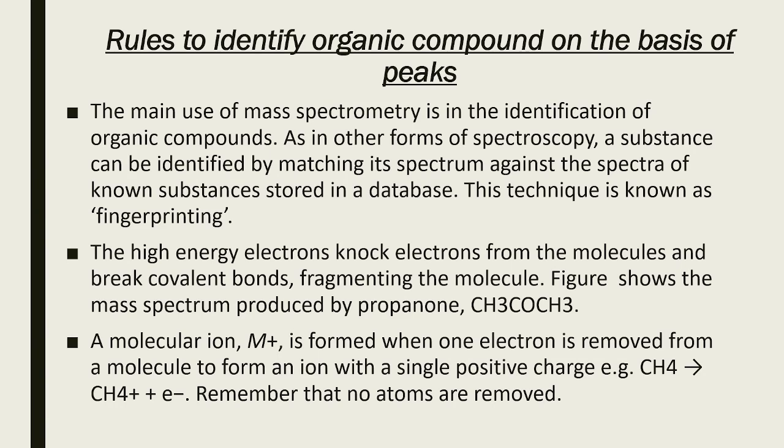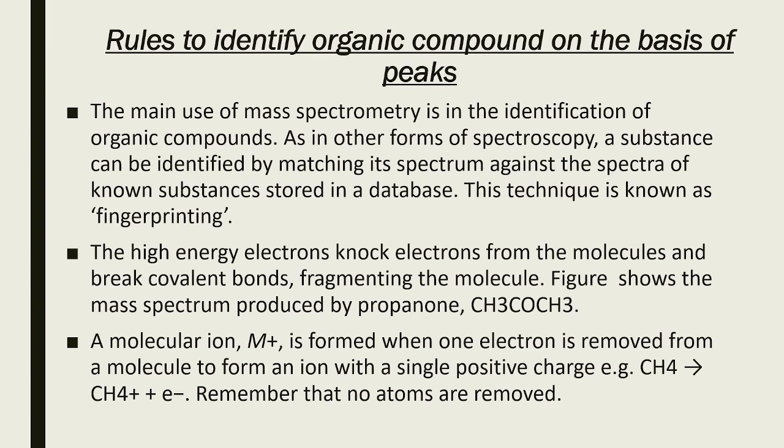Basically, the main use of mass spectrometry is in the identification of organic compounds, as in other forms of spectroscopy. A substance can be identified by matching its spectrum against the spectra of known substances which are already stored in the database. This technique is known as fingerprinting. The high energy electrons knock out electrons from the molecules and break the covalent bonds. In this way, fragments of the molecules are formed. So basically, the whole molecule is converted into smaller fragments.